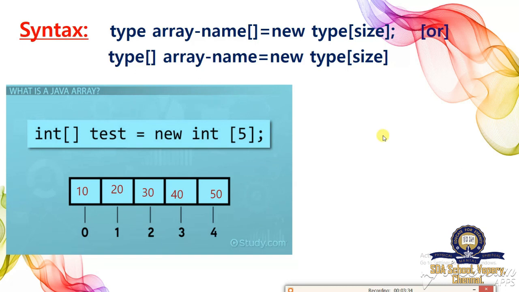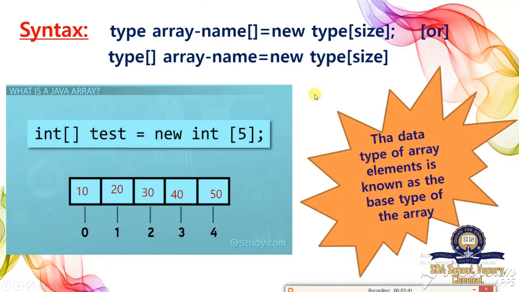Now let's see one small hint in the single dimensional array. The data type of array elements is known as a base type. What is a base type? The data type of the array elements. What is the data type here? Integer. So the data type of array elements is also known as what? Base type.